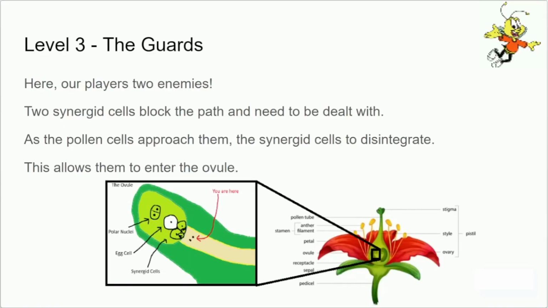Level 3. The Guards. On this level, the pollen cells must try and enter the ovule. The problem is that two synergid cells are blocking the path. This ends up not being that bad of a problem though, as when the pollen cells get closer, the synergid cells begin to disintegrate and allow them into the ovule.